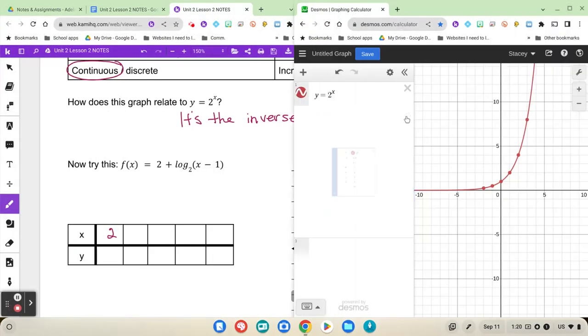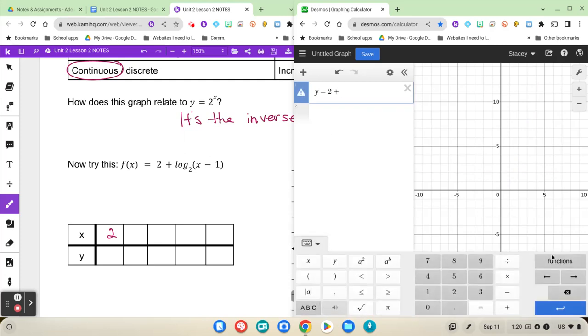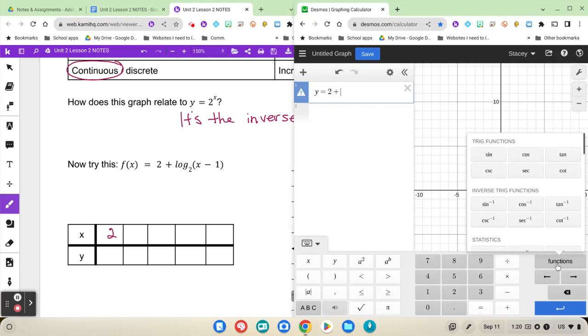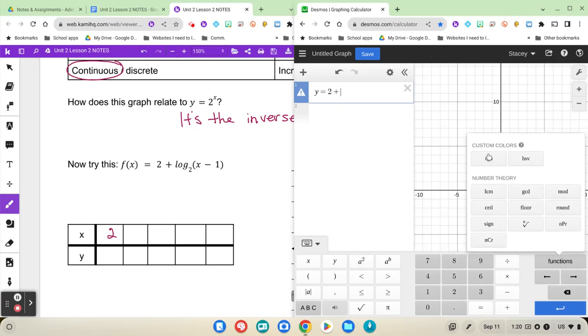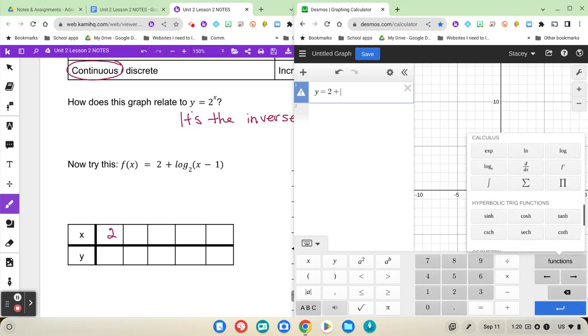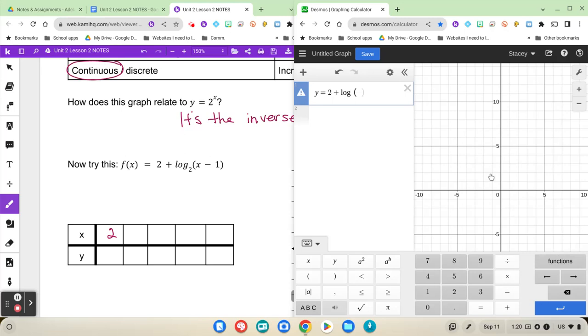We're going to get rid of this. We're going to go y equals 2 plus. Now, here's the tricky part. You have to go to the keyboard, click on functions, and you're going to go almost all the way to the bottom. Then go back up. We're going to do this log one, log a. It's going to be 2. Then the parentheses x minus 1. Get rid of those extra parentheses.